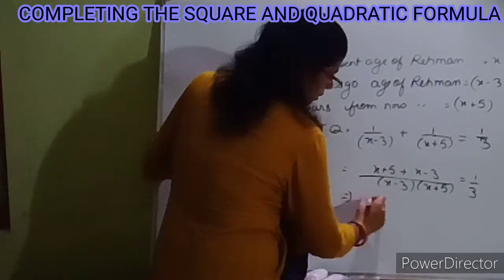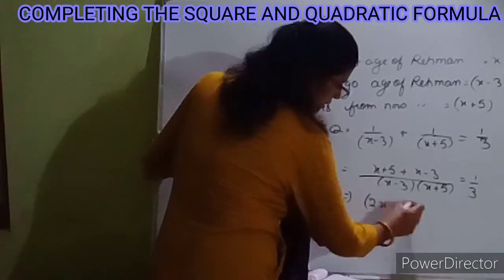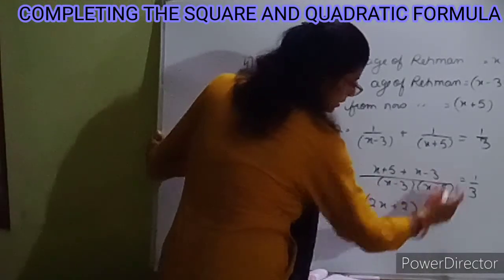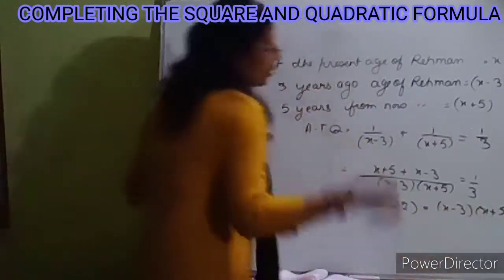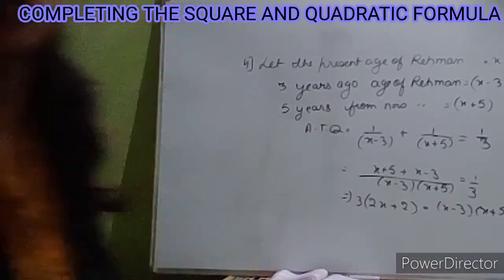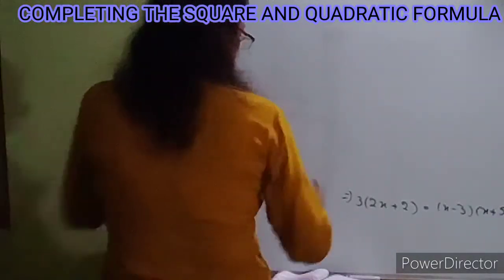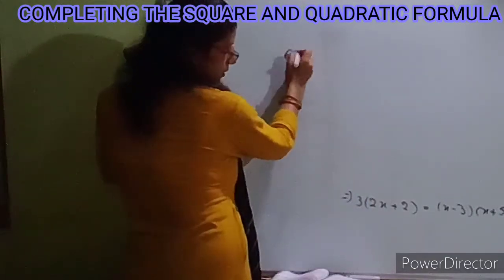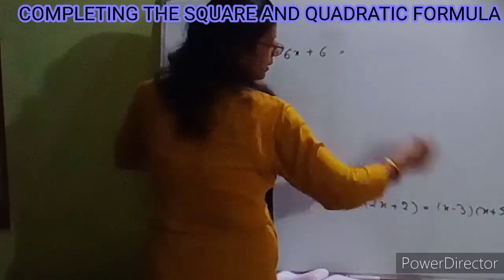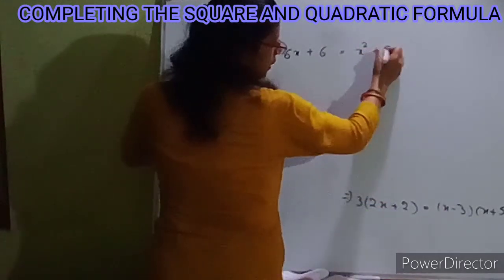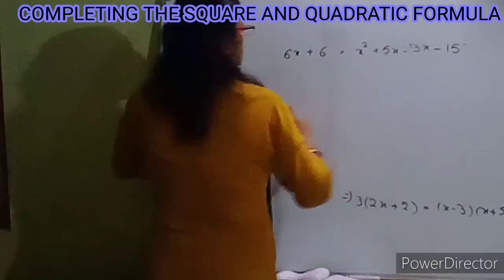So you will get 2x plus 2, and 3 will come to this side, 3 times this side: x minus 3 into x plus 5. Now I have to solve this. So let us solve. I am solving the equation. 3 times 2x plus 2, that is 6x plus 6, equals multiplying them inside: x square plus 5x minus 3x minus 15. So solve this.